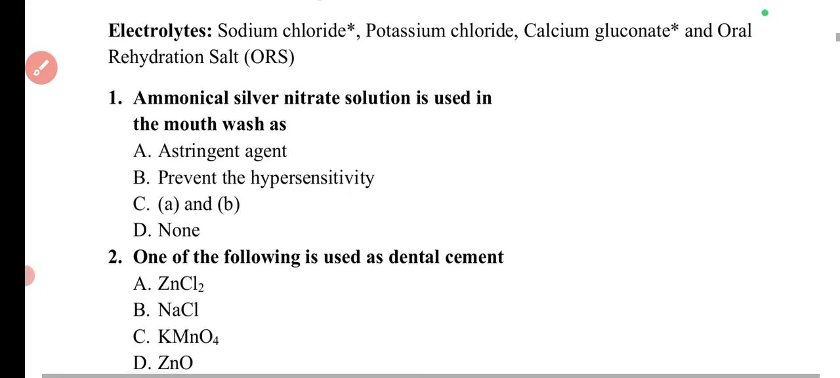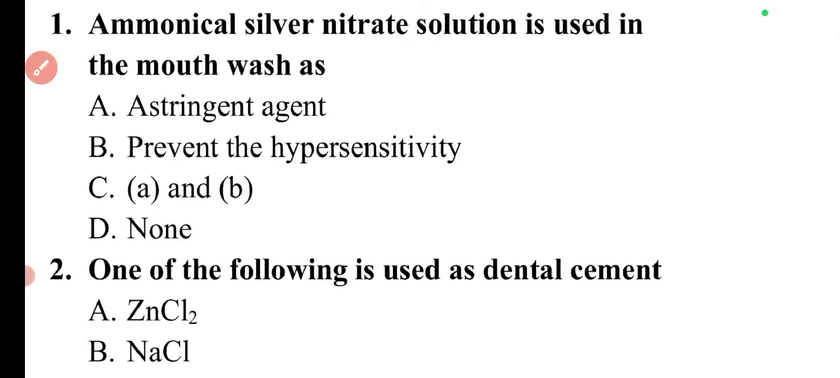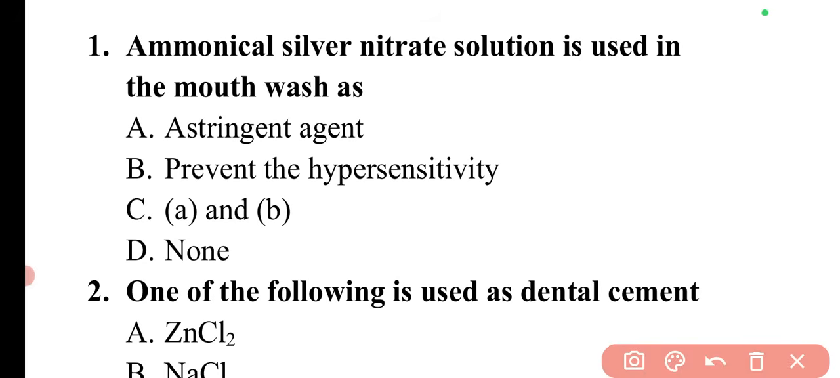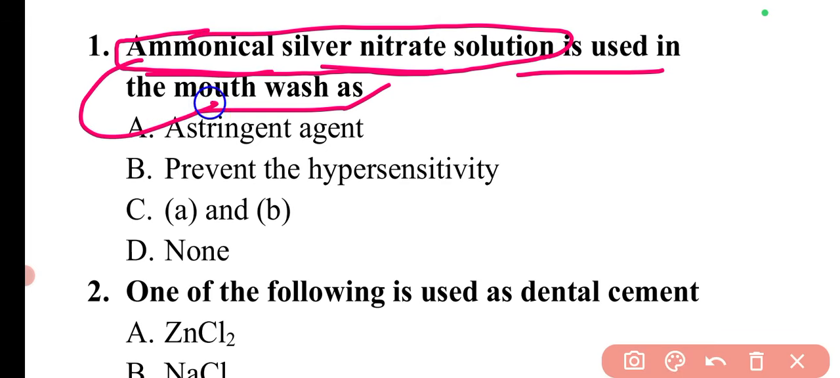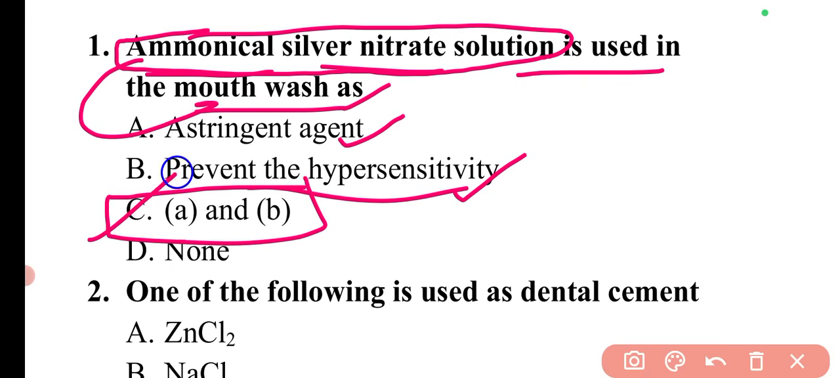Now let's come to the MCQs part. So the first question is, ammoniacal silver nitrate solution is used in the mouthwash as. So what is the use of ammoniacal silver nitrate solution that is used in the mouthwashes? Basically it has multiple uses: it has astringent properties, and it also prevents hypersensitivity in the mouth. So here option C, both A and B, will be the correct answer.